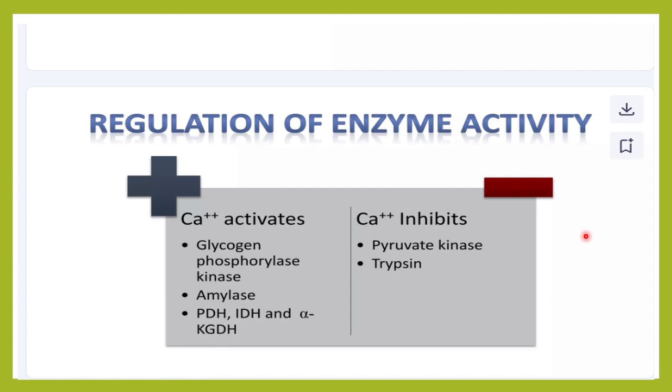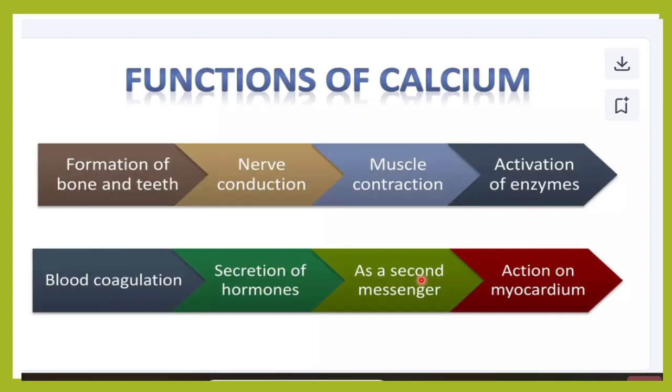Calcium also helps to regulate enzyme activity. There are certain enzymes which are activated by calcium, like glycogen phosphorylase kinase, amylase, etc. Pyruvate kinase and trypsin are inhibited by calcium. So enzymes are also regulated by these calcium levels. So calcium has important functions in our body.